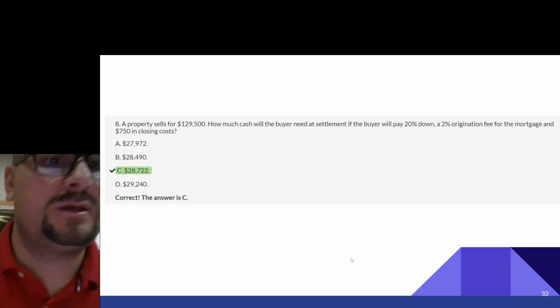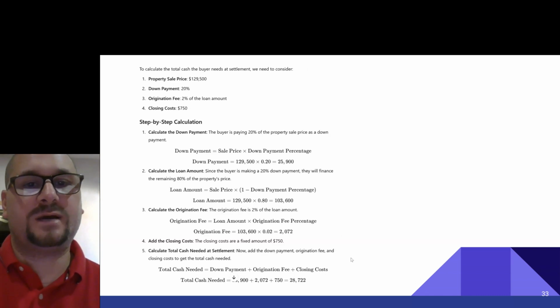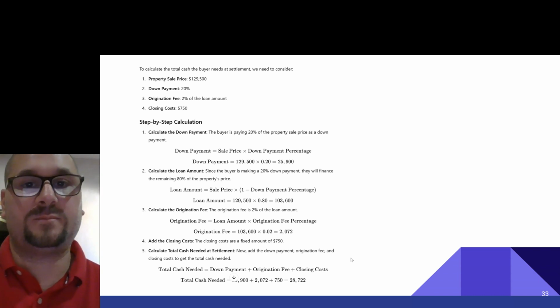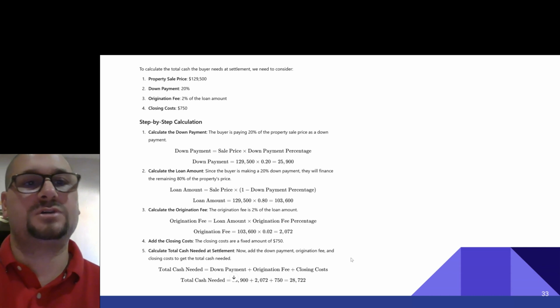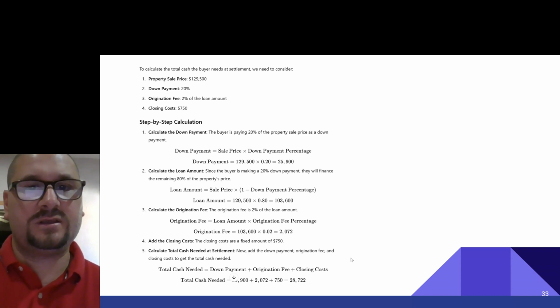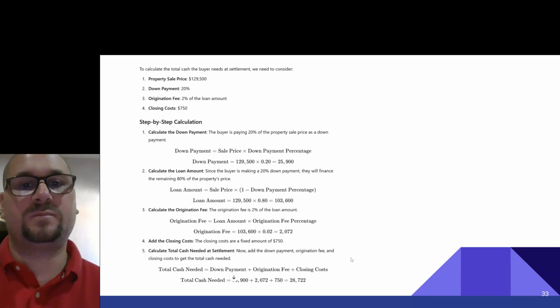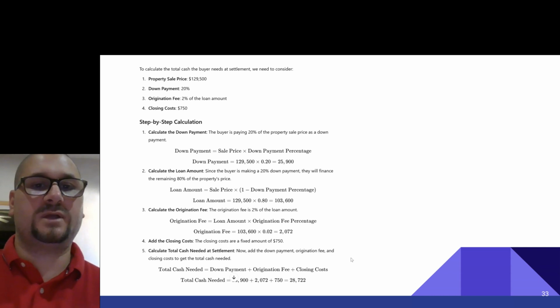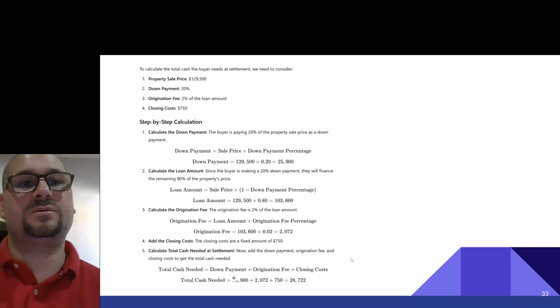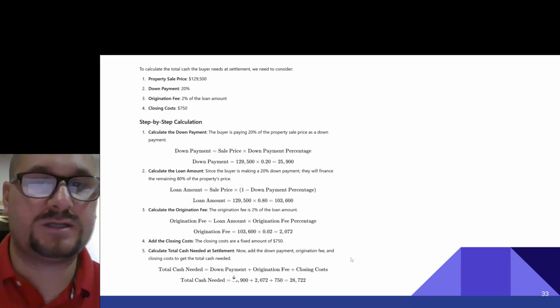So here, the down payment is going to be the sale price times the down payment percentage. The sale price was 129,500 and the down payment was 20%. If you multiply those two, you get the total down payment. So that's 25,900.